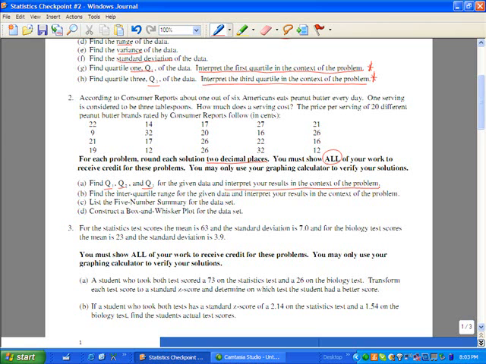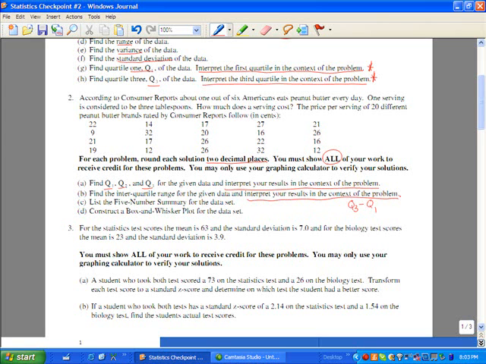You need to refer back to the context of the problem. You're talking about the serving cost of a brand of peanut butter. Here the interquartile range. The interquartile range is the value of quartile 3 minus quartile 1. And that's talking about 50% of the data values are within blank cents of each other. So you need to make sure you again interpret in the context of the problem. If you fail to write these sentences, you will not receive a good score on this assignment.